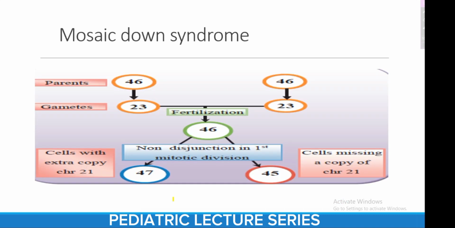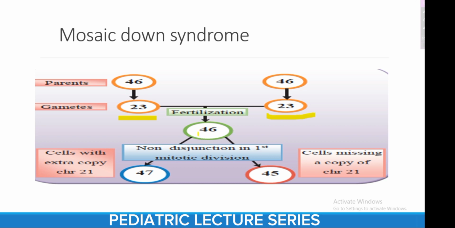Then the final case is what we call mosaic Down syndrome. Here you have a haploid gametocyte from one partner and another haploid gametocyte from another partner.